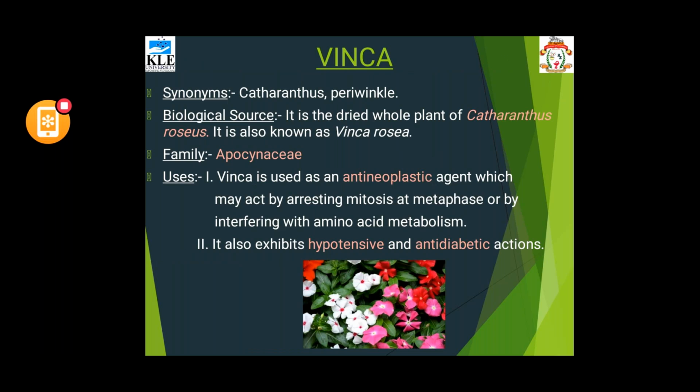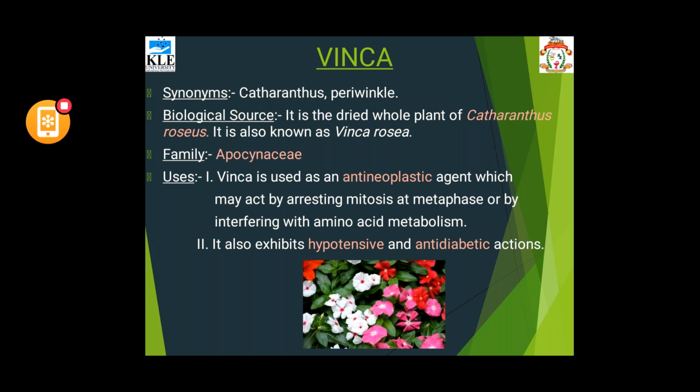Now let us study briefly about the drugs which come under the class of alkaloids. Four drugs are given in the syllabus: vinca, rauwolfia, belladonna, and opium. So let us study about vinca. The synonyms for vinca are catharanthus and periwinkle. We have all seen this flower in our surroundings. It occurs in four colors also: white, pink, red, and violetish.